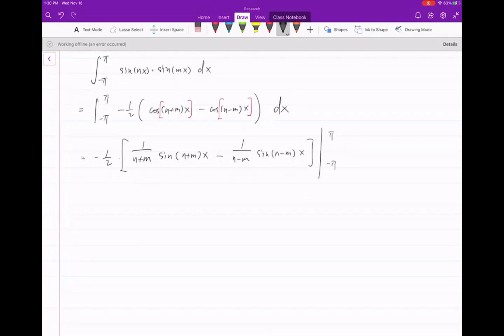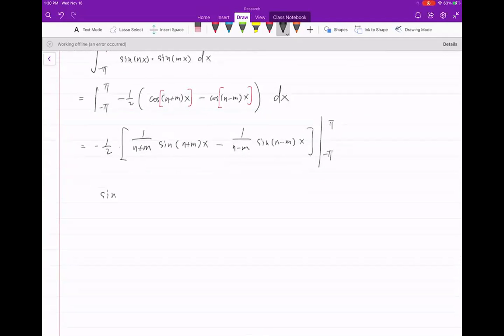Okay, so what do we have here? We need to plug in pi and plug in negative pi, right? So what do you have? For example, if you have 3 plus 2 times x, you plug in pi, what do you get? You get an integer multiple of pi, which gives you 0. If you have 3 minus 2, both are integer times x, you plug in pi, doesn't really matter, it's an integer. As long as it's an integer times pi or negative pi, it's 0. So can you see that? This whole thing here equals 0, as long as n does not equal m.